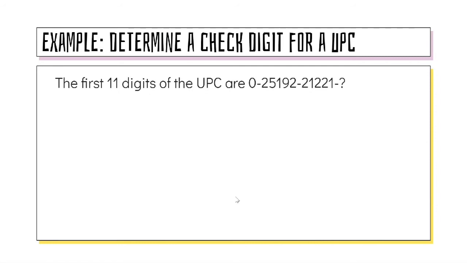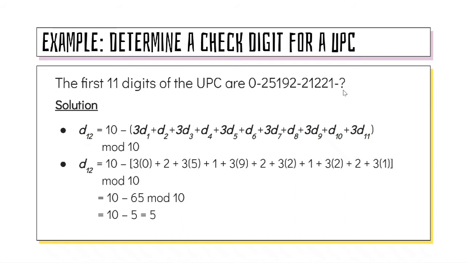Now let's have an example determining a check digit for a UPC. The first 11 digits of the UPC are 02519221221, and the last digit, which is the check digit, is missing. So let's solve it using the formula. If we substitute, this is equal to this. The first digit here is 0, so it is multiplied by 3.